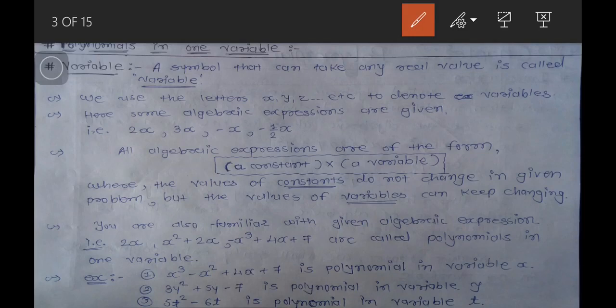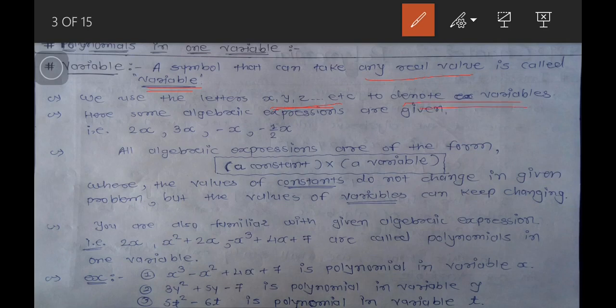What is a variable? A symbol that can take any real value is called a variable, or any symbol that can assume any type of number or a real value is called a variable. To denote variables, we use the letters x, y, z or a, b, c.